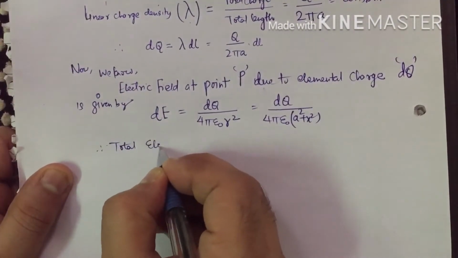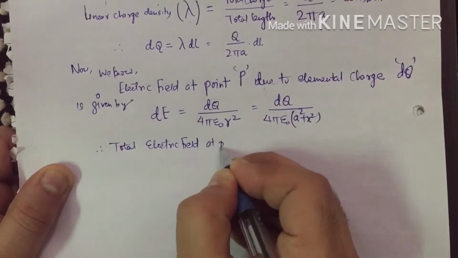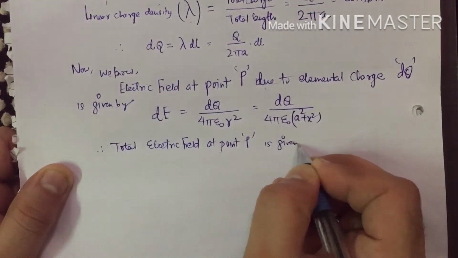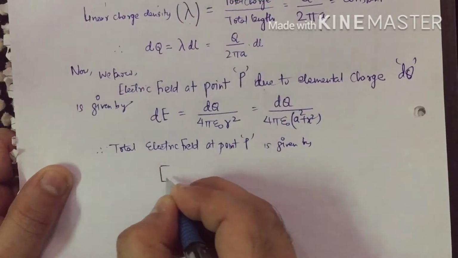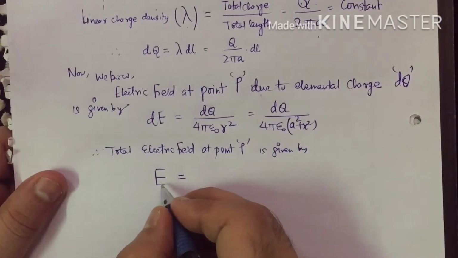total electric field at point P is given by, so total electric field E is given by, so how do we calculate total electric field?